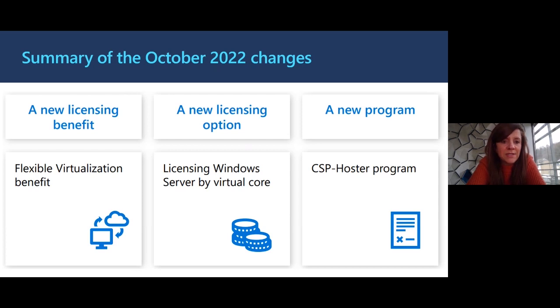So drilling a bit more in detail, the new licensing benefit is called the Flexible Virtualization Benefit. It is going to allow customers flexibility in their virtualization, as the name says. The new licensing option has to do with Windows Server, and it's an option to license it by Virtual Core. And then there's a new program, a CSP-Hoster program, which I will also explain at the end. So these are all the things that happened in October.